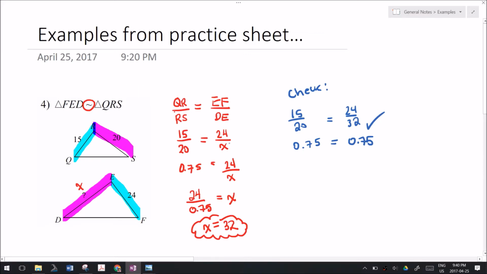Pay close attention here to where the X is in your problem, because sometimes the X or the unknown side is on top of the ratio, and when it's on top of the ratio, there's actually a slightly different procedure. So when the X or the unknown side is on the bottom, we do the 24 divided by 0.75.